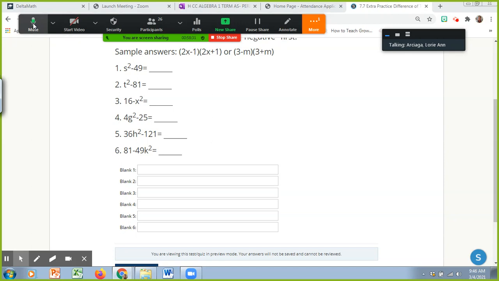You have one more to do. Okay. All right. Keep going. And if we finish this early, if you're just waiting for me, don't let me slow you down. You can go back to Delta Math, and you can now do the first 10, which are on difference of two squares as well.